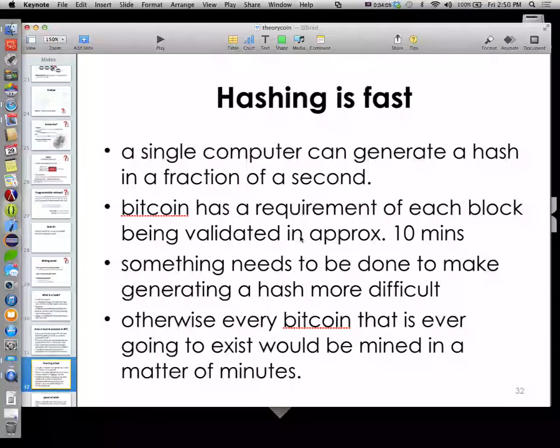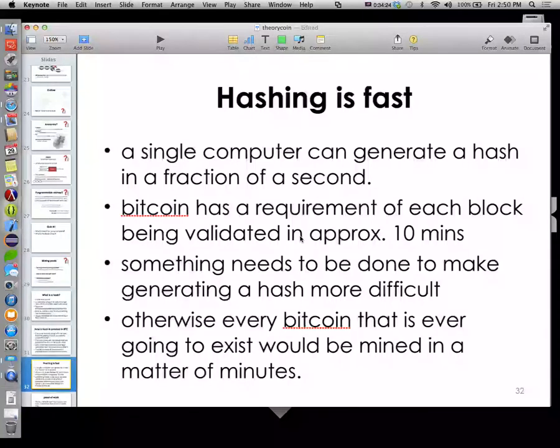5 seconds? And I'm probably exaggerating. I mean, it'd be almost instantaneous because the machines are so fast today, relatively speaking. But again, Bitcoin has a requirement of 10 minutes. It has to take 10 minutes. So we need to have something to fight against the speed.